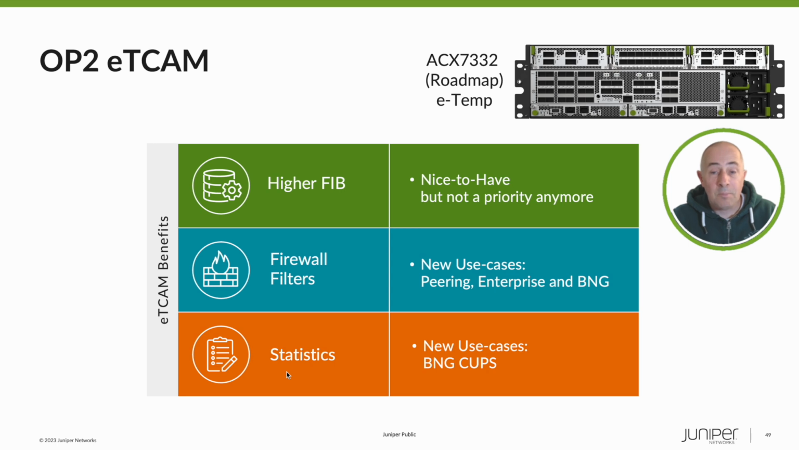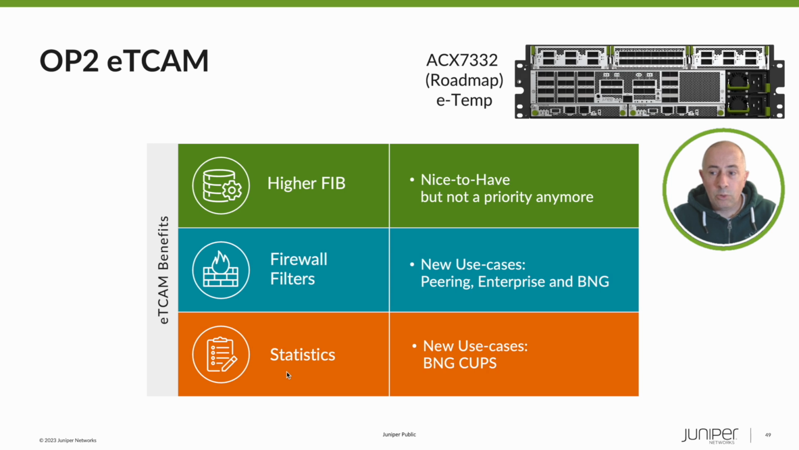So specifically on the ACX7332, we have an additional part called OP2, an eTCAM that will come completing the PFE. We will have higher FIB, even if it's no longer such an important thing, and we will see why in a few seconds. But it will give us much larger number of firewall filters and statistics.